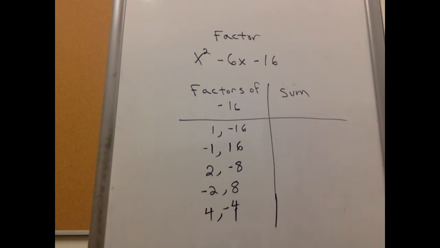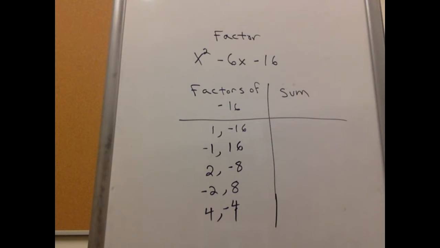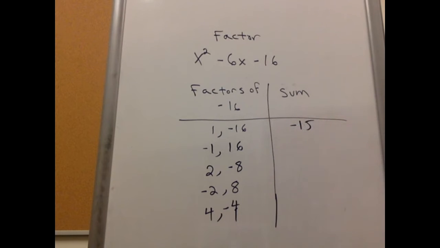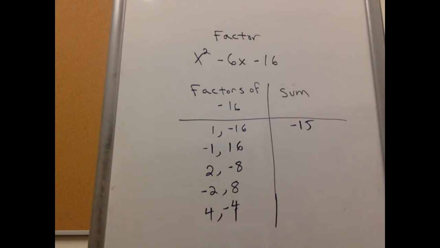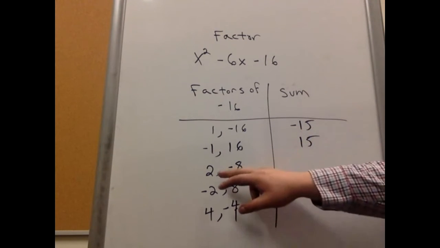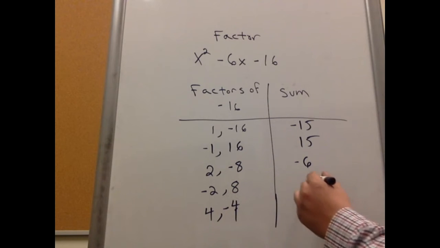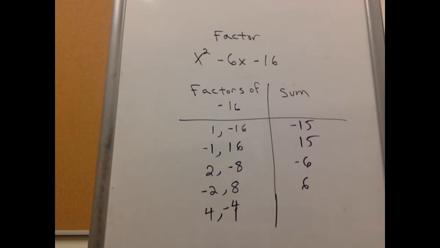Let's now list the sums. We have 1 and negative 16 here. If I add those together, I get negative 15. Negative 1 and 16 added together is positive 15. Adding 2 and negative 8 gives us negative 6. Negative 2 and 8 gives us positive 6. And when we add these two together, we simply get 0.